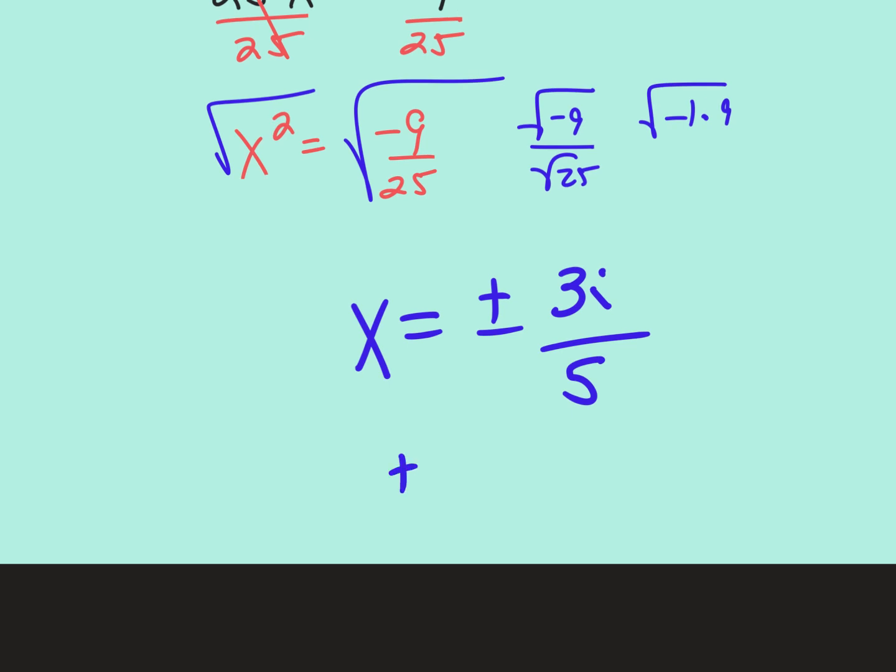You can write that a couple different ways. You could write plus or minus 3/5 i. You could write it like I did it at first with the i in the numerator. Or you could write it i 3 over 5. I think that looks weird. Do not put the i in the denominator. Is it in the denominator? No. Cannot be. Good.